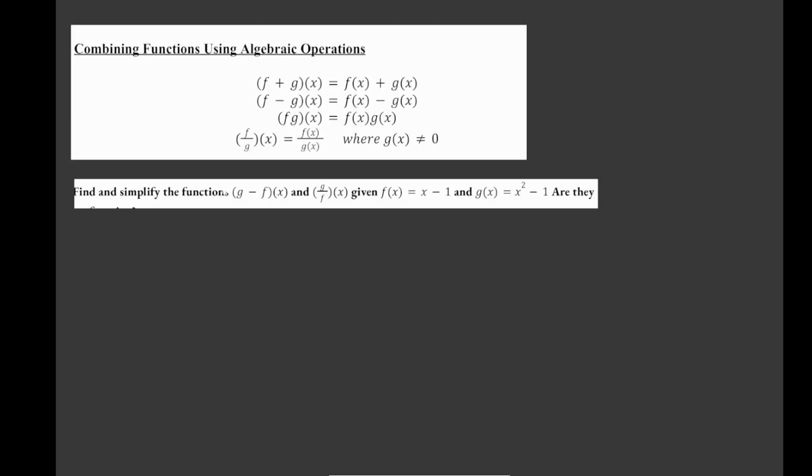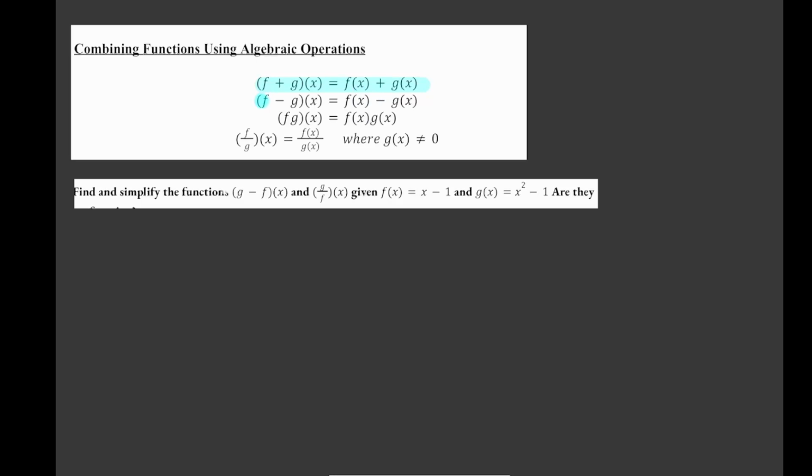So combining functions, we can always use algebraic operations to combine two given functions. We can either combine them by adding the two functions together. Right here it's saying f plus g of x. The way we combine them is that it's the same as saying f of x plus g of x.